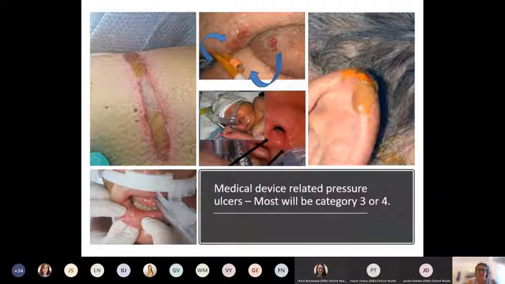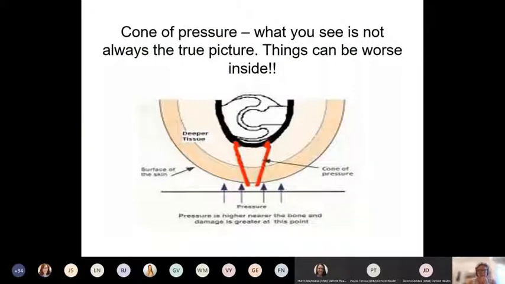Don't forget medical device related pressure ulcers. Most of these are going to be a 3 or a 4 probably, because they're usually fairly close to bony areas. So things like bridges of the nose. I don't know if people have seen pressure damage there from things like masks. They can go very quickly. There's very little tissue there, and it goes very quickly down to the bone. So that would be categorised as a medical device related one.